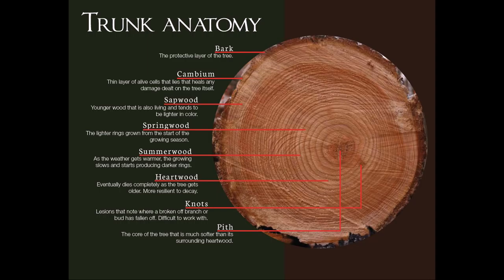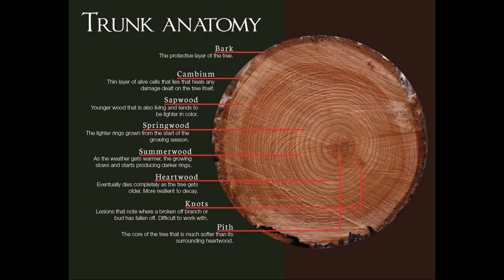So there's bark, which is the protective layer of the tree, cambium, which is the live protective layer that heals damage done to the bark, or basically the tree in general. Sapwood, which is the younger wood, and it can tend to be lighter in color. Springwood, which are the lighter rings that start growing in the beginning of spring. And then there's the summerwood, which are the darker rings, and they grow in the summer. There is the heartwood, which is more resilient to decay, and sometimes it is darker.